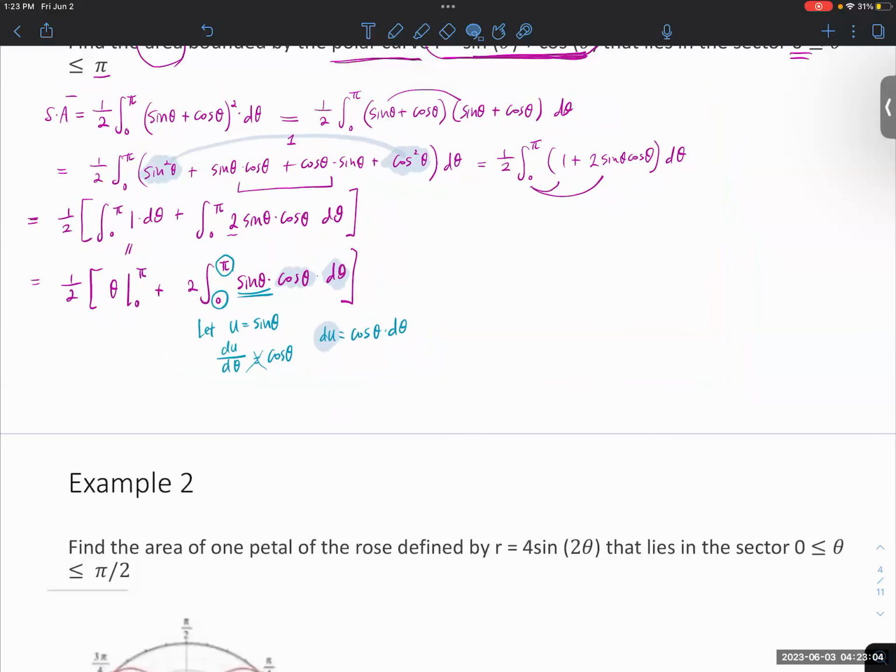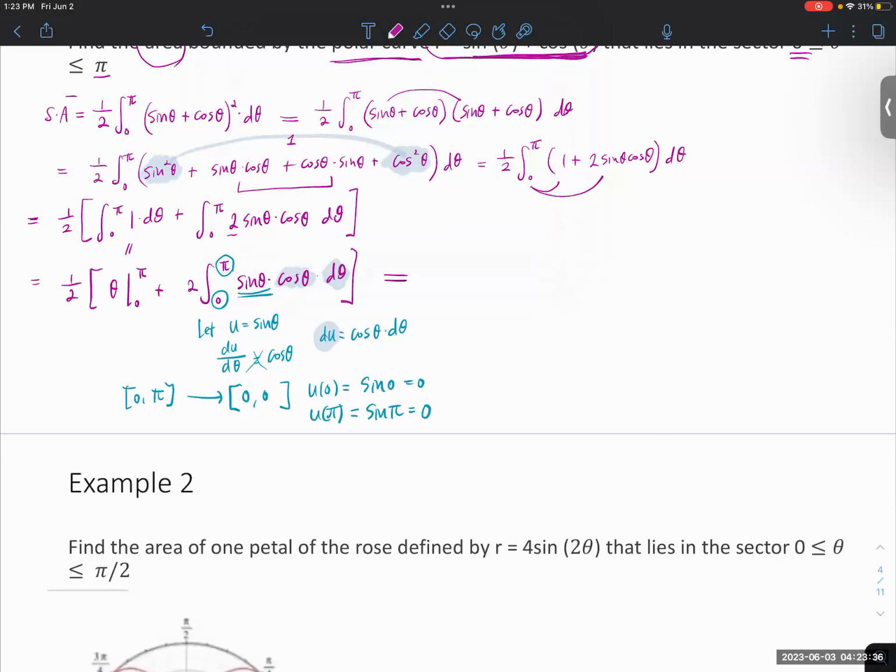So here we have 0, pi. We're going to change it to the new interval in terms of u. For u of 0, you plug into the u substitution: sine 0 is 0. For u of pi, sine pi is also 0. So what does it mean? The 0, pi, in terms of the u variable, becomes 0 and 0. So let me write everything.